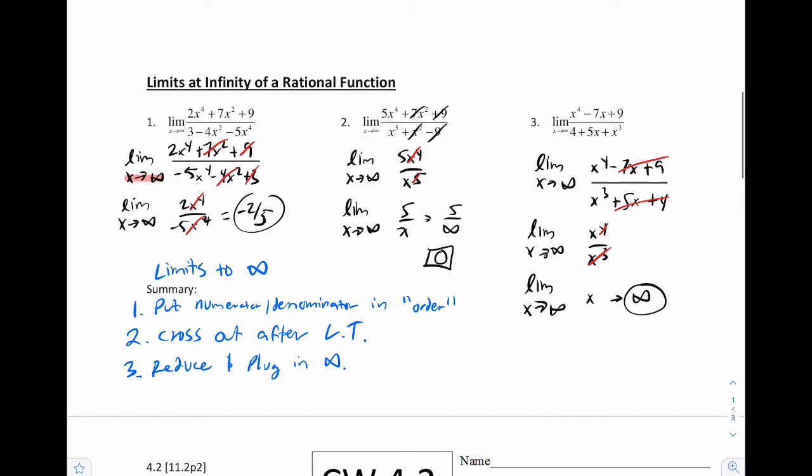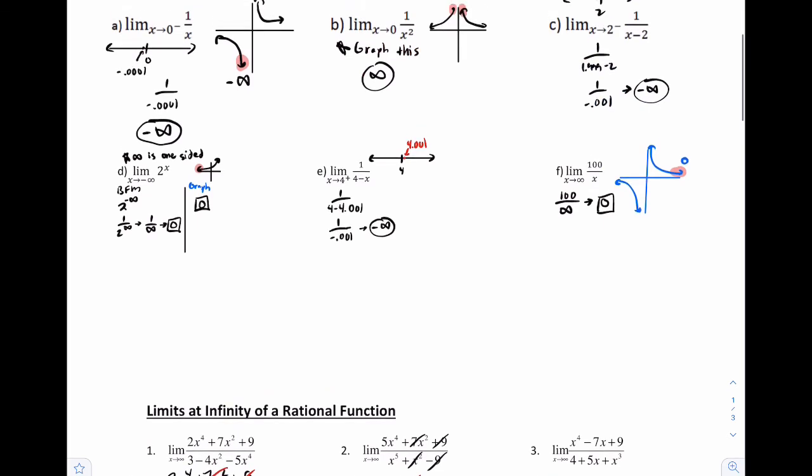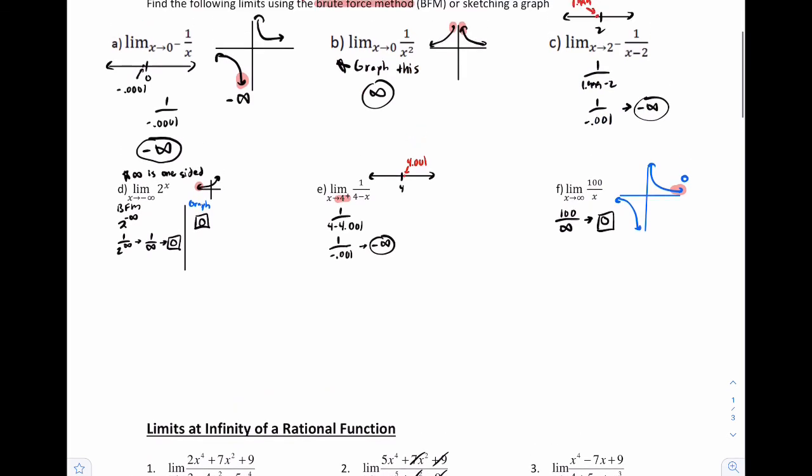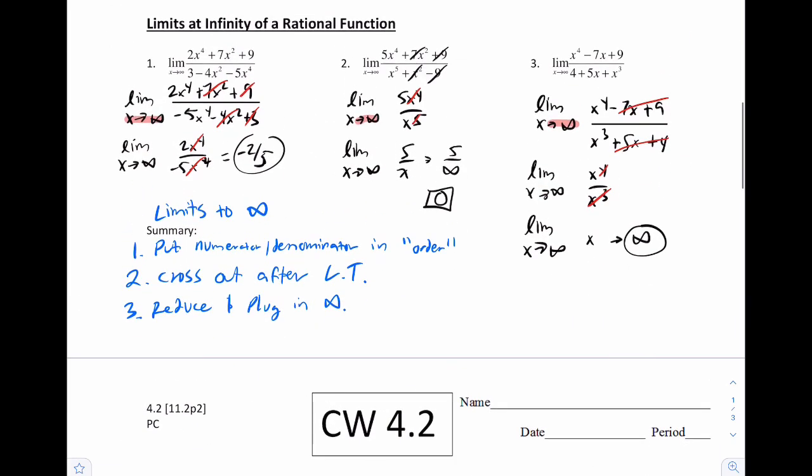Now remember, these steps we're doing, we're crossing out everything after the leading term, all of this stuff right here. We're only doing that because we're going to infinity. If you're going to a regular number, like the ones up here, going to 4, going to 2, going to 0, you would not do that. You only do these special steps when you're going to infinity.